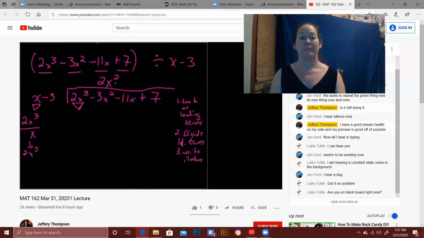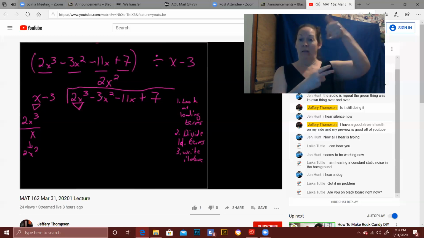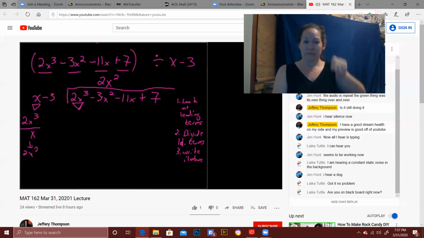Notice I'm lining up my x squared with my x squared. I'm treating the degree of each term as its place value. And I have 3, 2, 1, and 0 for my powers of x. Now I multiply.